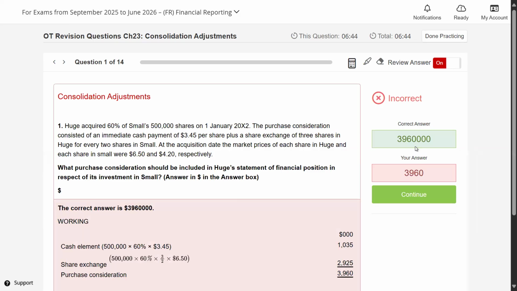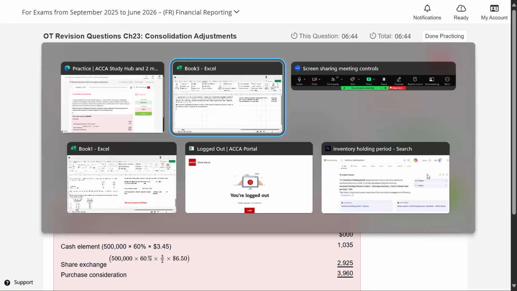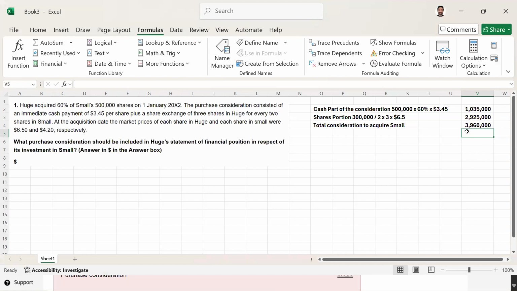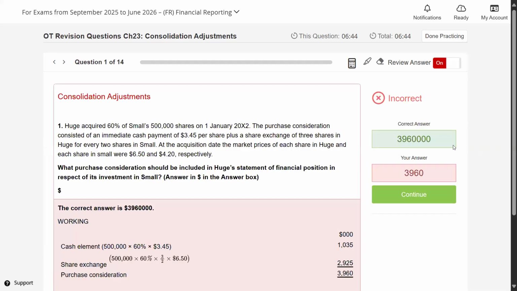Yeah, we should have written the 3 zeros. We calculated the figure here. It is 3.96 million or 3,960,000, right? So we need to add 3 more zeros. Otherwise, the answer is fine. I hope this is clear. We can move on to the next one. Yes, it's clear. Okay, excellent.